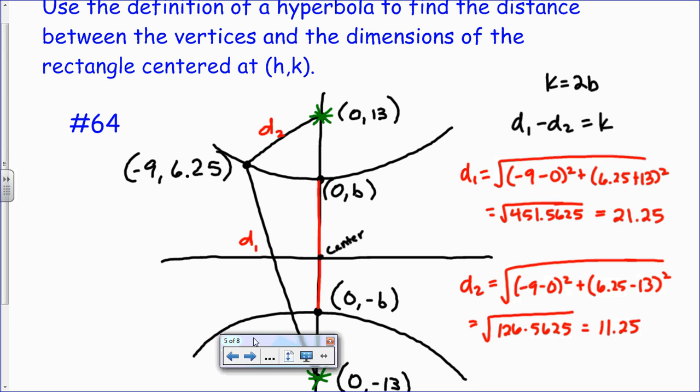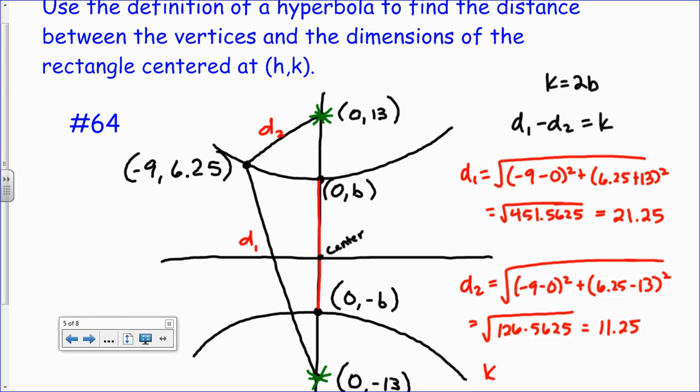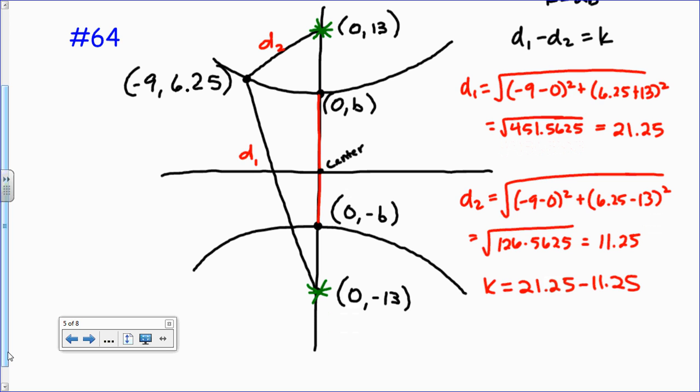All right, now subtract. So K is 21.25 minus 11.25. So K is 10. All right. So B is 5. Okay, so I know this distance is 5.